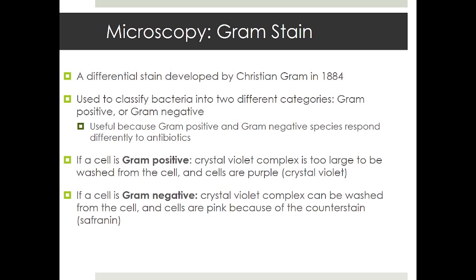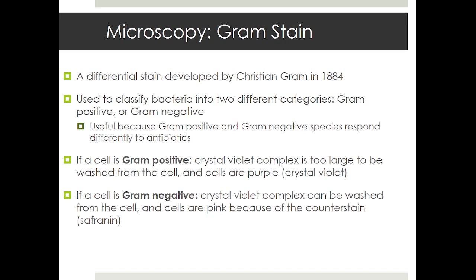If a cell is gram-positive, it has a really thick barrier layer that prevents that crystal violet and iodine complex from being washed away. So if a cell is gram-positive, they retain that purple color and they look purple at the end of the stain.